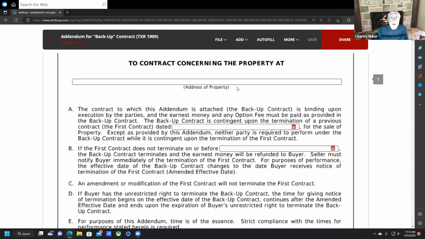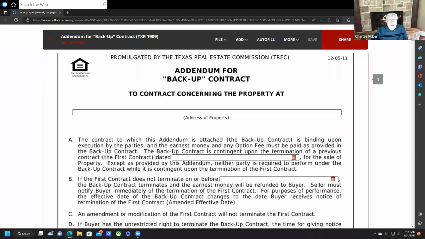Okay, addendum for backup contract. The contract to which this addendum is attached, the backup contract. So that means it is binding upon execution of the parties. So it's going to have an execution date, and the earnest money and option fee must be paid. I'm going to pause here.